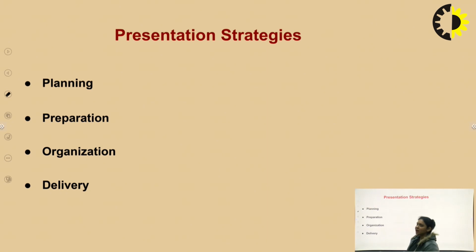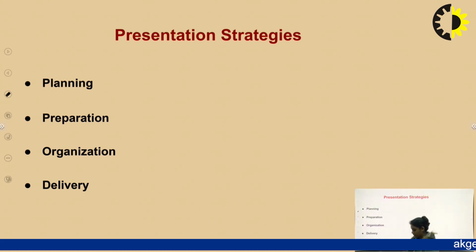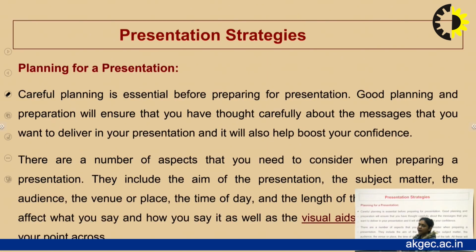Then comes the delivery. Delivery mainly includes your non-verbal cues and your major soft skills. Body language, your paralinguistic features, and the major soft skills all work together to give the presentation in an effective and efficient manner. We will study these four steps, or four strategies, one by one, and have a detailed look at them.